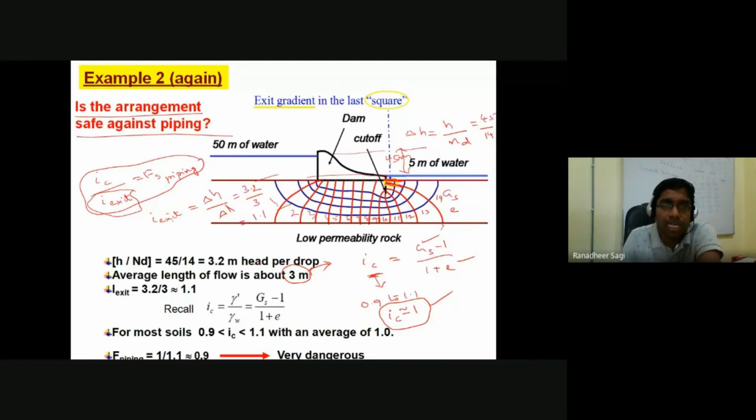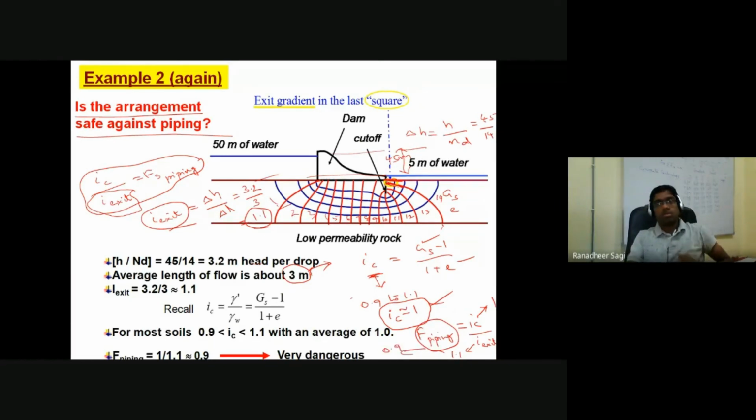So your exit hydraulic gradient is approximately 1.1, whereas your critical hydraulic gradient is approximately 1. So the factor of safety against piping, which is nothing but critical hydraulic gradient by exit hydraulic gradient, with critical hydraulic gradient 1 and exit hydraulic gradient 1.1, gives a factor of safety of approximately 0.9. A factor of safety less than 1 clearly indicates that failure is going to happen.